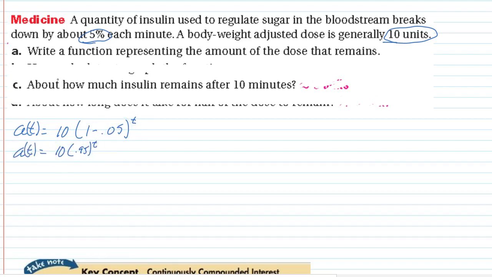So that's part A. Now part C says how much insulin remains after 10 minutes. So we just plug 10 into there. Some of you are wondering how we can use minutes, and that's because the question gave us 5% per minute. You plug that into the calculator, you get A of 10, meaning the amount after 10 minutes is equal to 6 units.